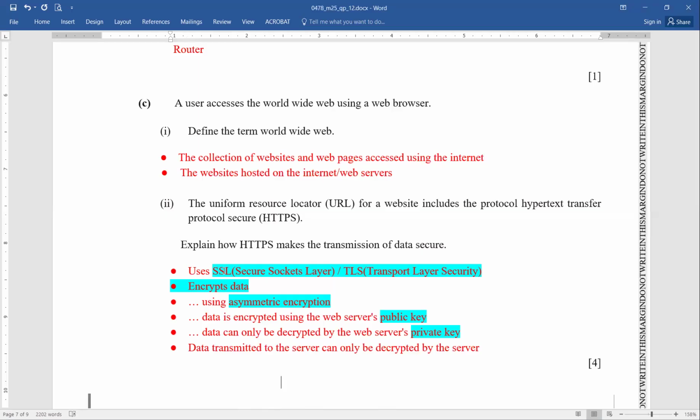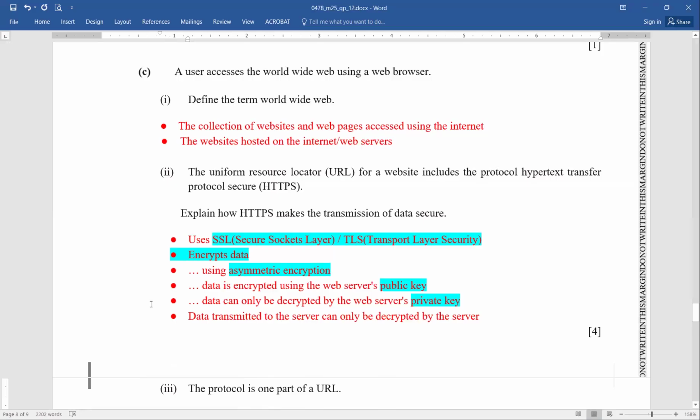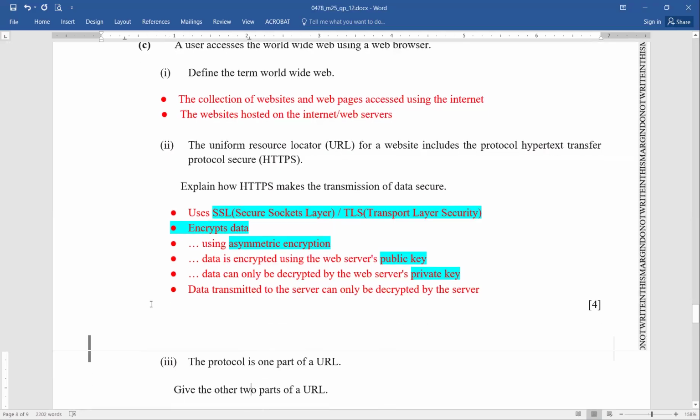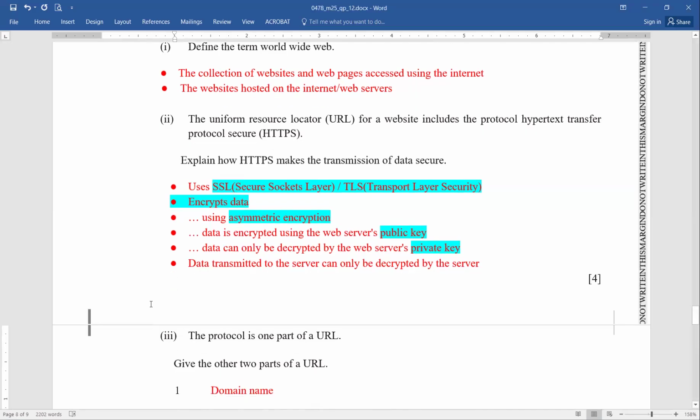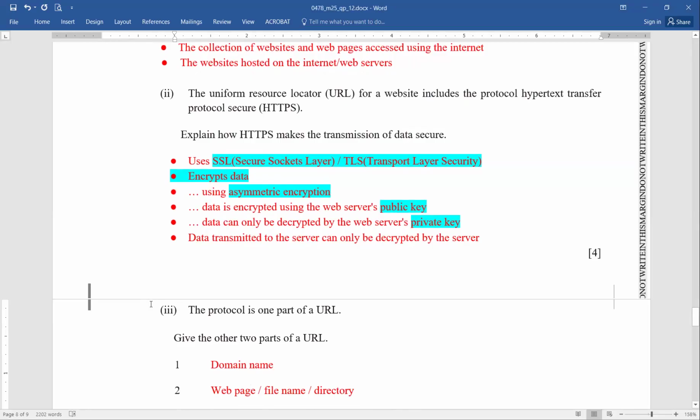Okay, it's not difficult, it's easy. The protocol is one part of a URL. Give the other 2 parts of a URL. Protocol is given to us. So which are the other 2 parts of a URL? Exactly, domain name and file name.